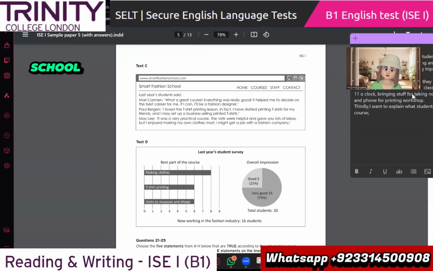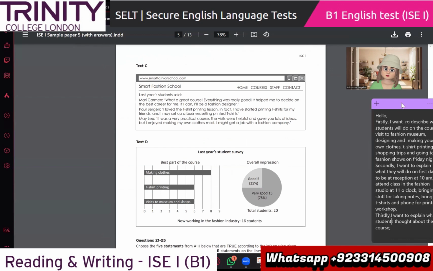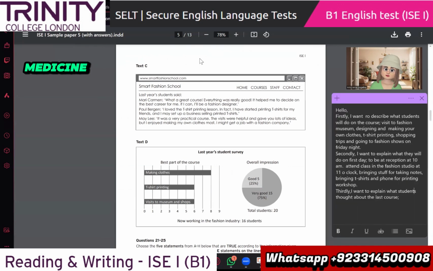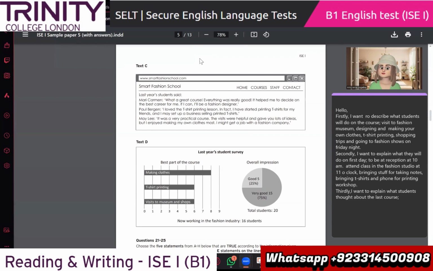Smart Fashion School. Last year students said, Mary Cadman: What a great course. Everything was really good. It helped me to decide on the best career for me. I loved the fashion printing lesson. In fact, I have started printing t-shirts for my friends and set up a business selling printed t-shirts. Mainly, it was a very practical course. The classes we visited were helpful and gave me lots of ideas, but I enjoyed making my own clothes most. I got a job with a fashion company.